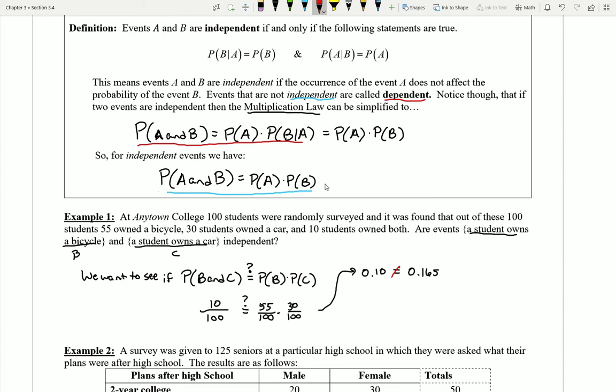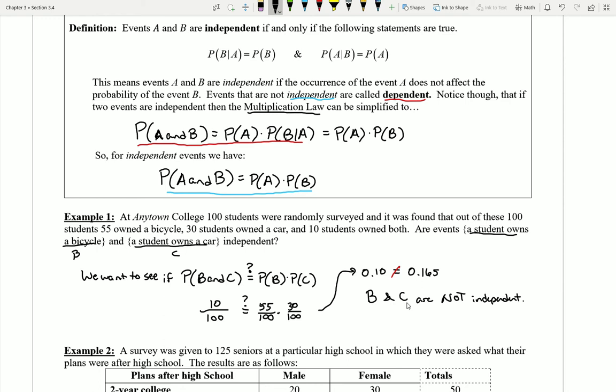I can see that these sides here don't match, and so that means that I do not have the blue formula working. And so I can say that B and C are not independent, which means they must be dependent. Okay, great. This is a really easy way to check. What this means is that apparently if somebody owns a car or a bike, it will affect the likelihood that they own the other thing.